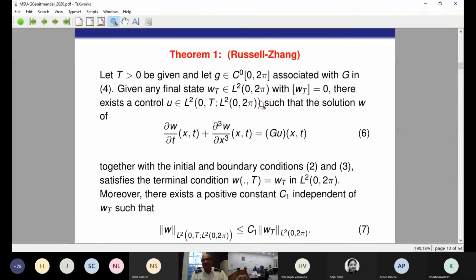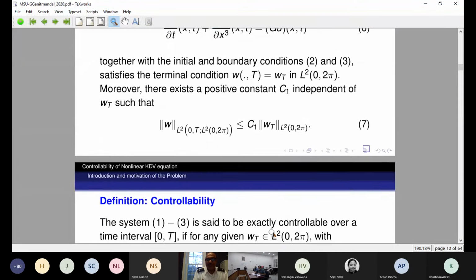For this particular system, Russell and Zhang considered the control definition like this. Let T be greater than 0 be given, and let g be a continuous function associated with capital G, whatever you have defined, and given the initial and final state, whatever we have desired, if Wt is in L2 with integral of Wt equal to 0, there exists a control U in L2 such that our system with initial and boundary conditions satisfies the terminal condition W(x,T) equal to Wt in L2. Also, they have proved that the norm of W is less than or equal to C1 and this norm condition.